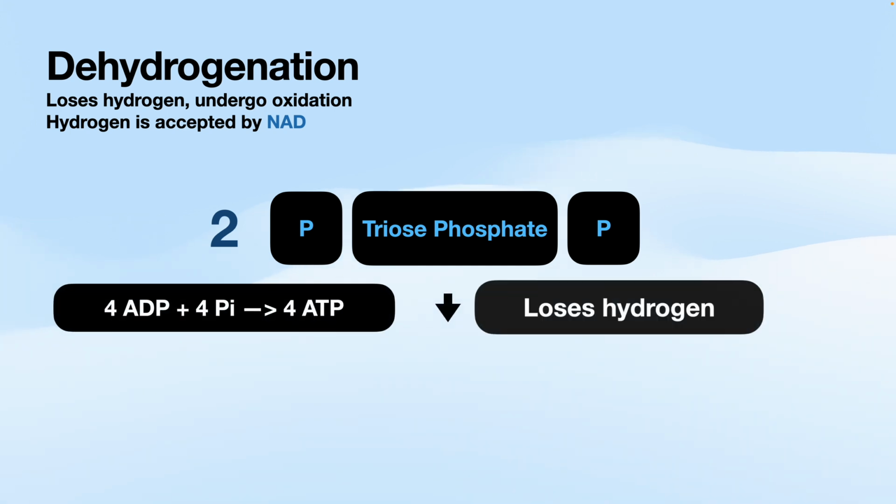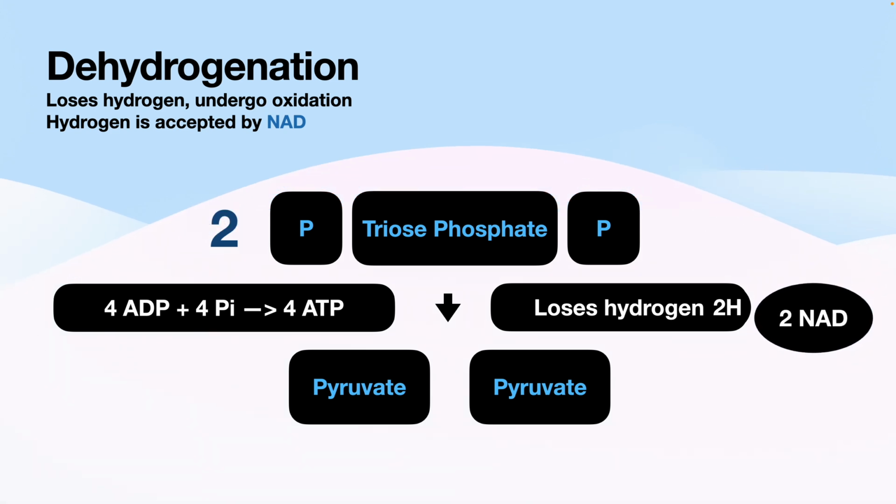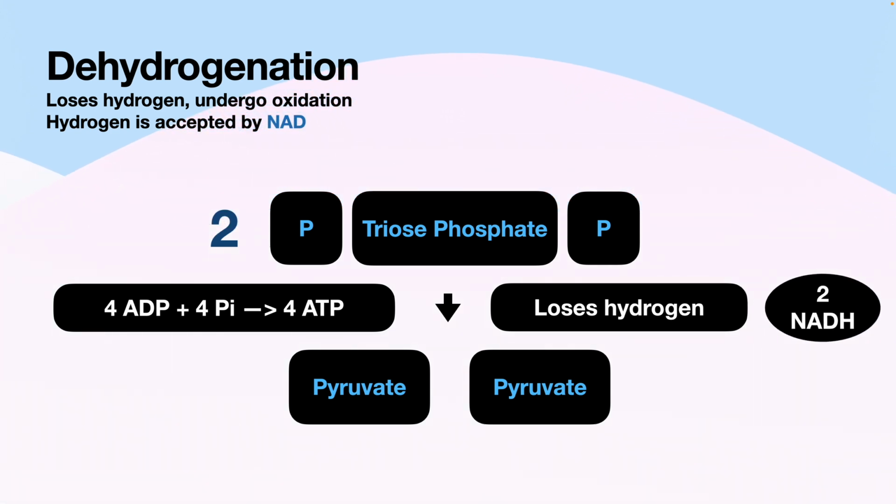The 2 triose phosphate molecules then produce ATP because they lose 4 phosphorus along the way. The 4 phosphorus then combine with 4 ADP to form 4 ATP molecules. It also loses hydrogen and binds with NAD, the hydrogen carrier, to form 2 molecules of NADH. The final product for glycolysis is 2 pyruvate molecules.